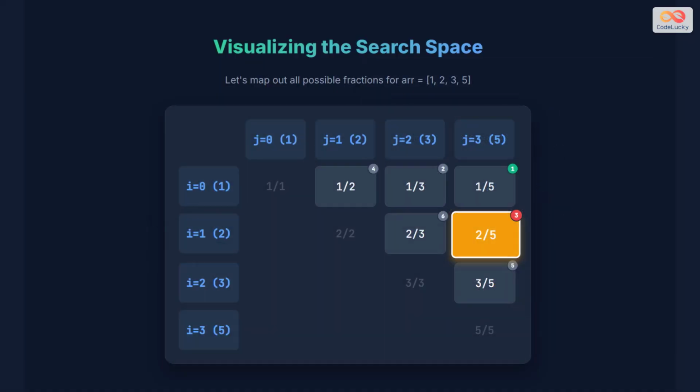Let's visualize this. Suppose our array is 1, 2, 3, 5. We can form fractions by picking a numerator from the rows and a denominator from the columns. Since the numerator must be smaller than the denominator, we only care about the pairs where i is less than j. This forms a grid of values. Notice how we have multiple rows of fractions.